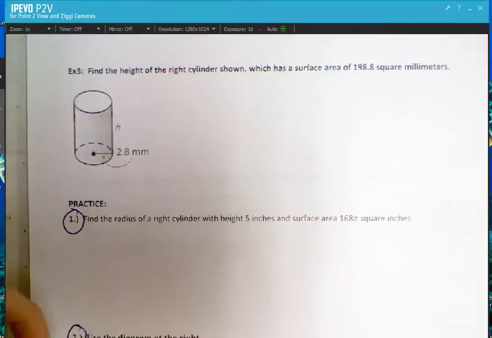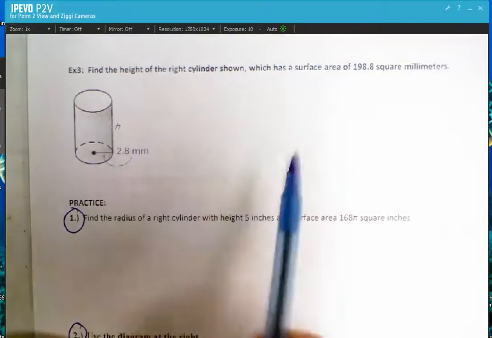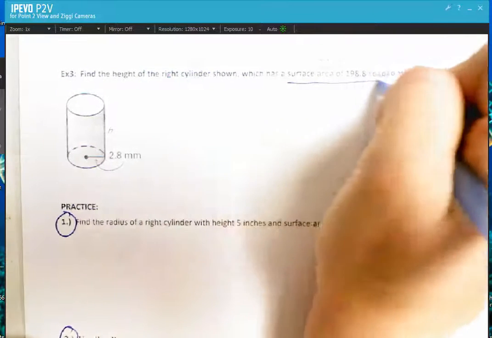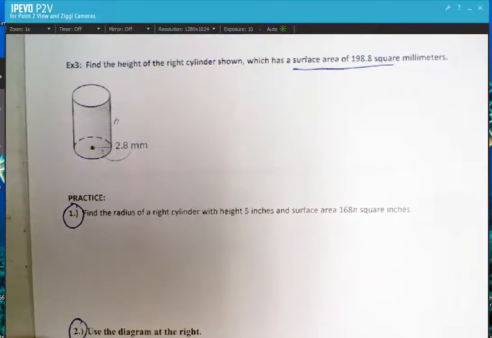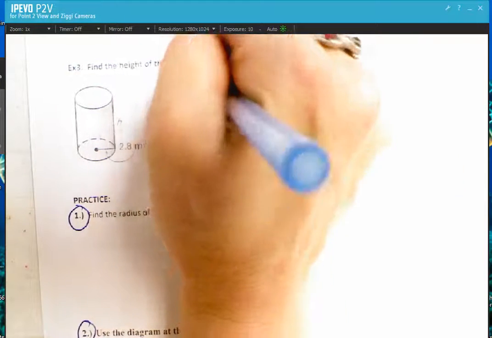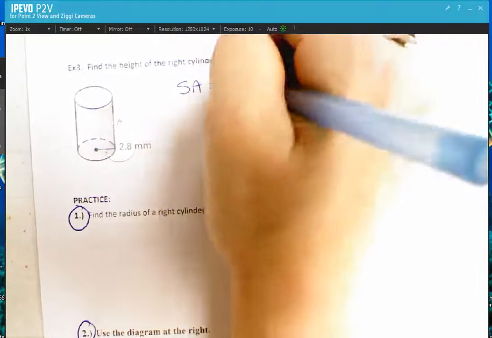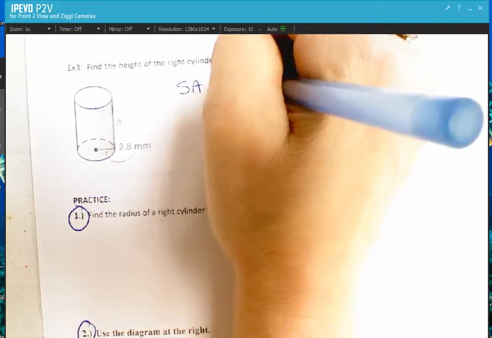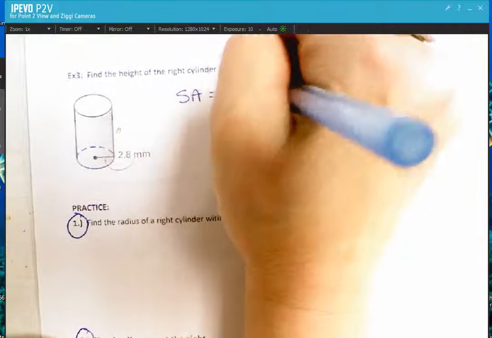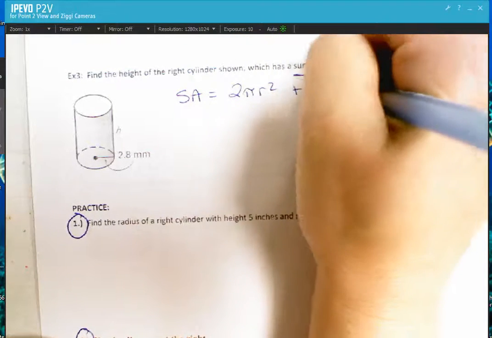It says find the height of the right cylinder shown. So I'm not looking for surface area right now. It says find the height. I need to figure out what this height is. So I'm going to have to work backwards, which has a surface area of 198 millimeters squared. I'm still dealing with surface area. I'm still dealing with a cylinder. So I know I have the surface area equals 2 pi r squared plus 2 pi rh.